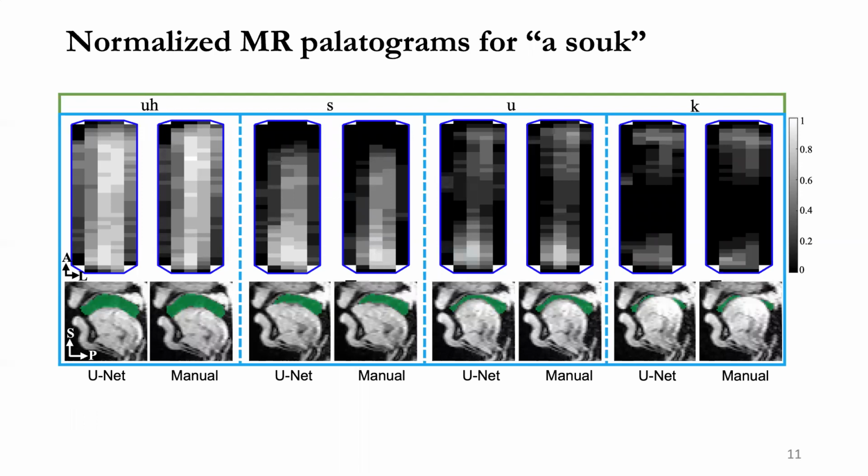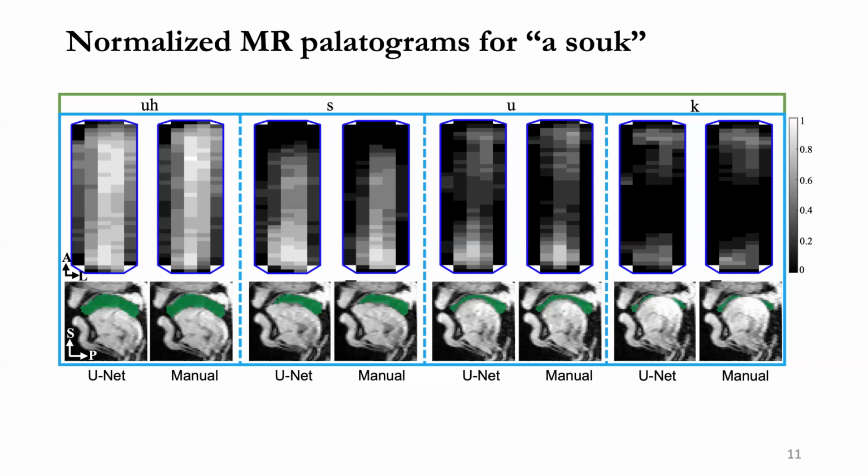Here, this figure shows the comparison of the MR palatograms between the UNet results and manual delineation results for the phrase "athuk" from one testing subject. We only show some key time frames here, and the thickness values in the MR palatograms were normalized between 0 and 1. In each subblock, the left column shows the UNet result, and the right column shows the manual delineation result. The top figure shows the MR palatogram, and the bottom figure is the airway mask overlapped on the mid-sagittal slice at that time frame.